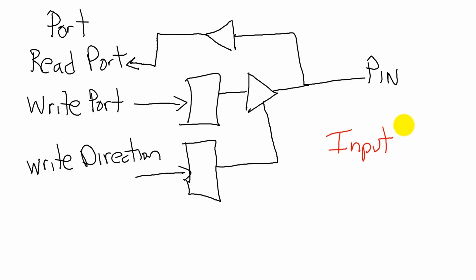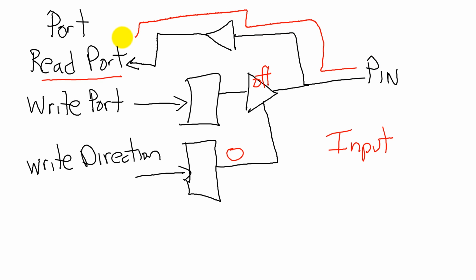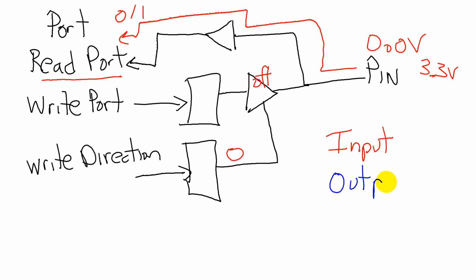If this is an input port, we are going to write a 0 to the direction register, and that will essentially turn this driver off, and we'll have exactly one operation that can happen, and that is we can read from an input port, and the value of the pin, 0.0 volts, will then map to a logic 0, and 3.3 volts will map to a logic 1. That's an input port.